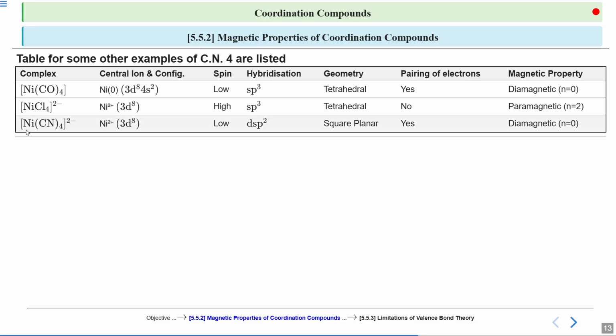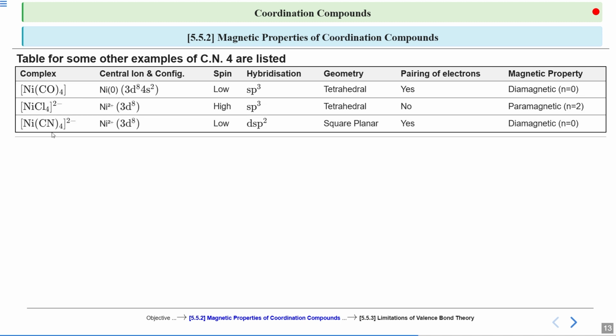Similarly, for our third complex, [Ni(CN)4]2-, the central ion is Ni2+, that means in +2 oxidation state, and the configuration is going to be 3d8 after the release of 2 electrons from 4s2. The spin it is going to show is low spin, that means it does not have any unpaired electrons. The hybridization it is showing is dsp2, that means 1 inner d orbital, 1s and 2p orbitals are hybridized. The corresponding geometry is square planar, and the pairing of electrons happens.